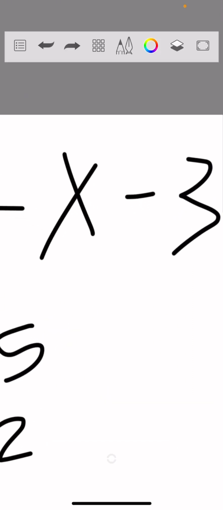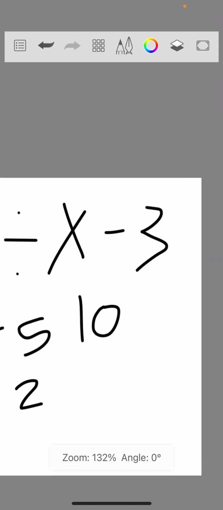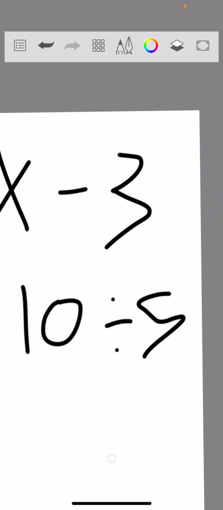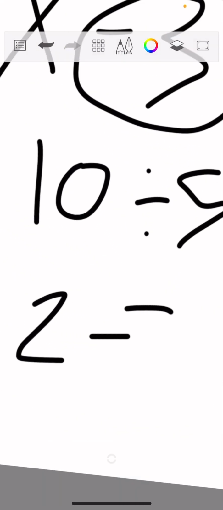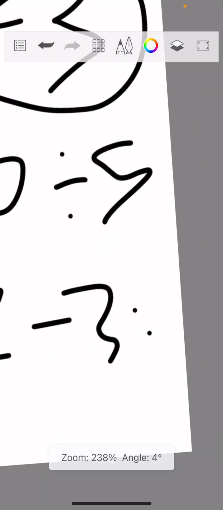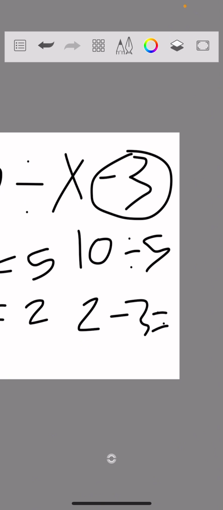So to start, you replace the x with the number 5. What's 10 divided by 5? 10 divided by 5 is 2. And then after that, you do minus 3. And what are you left with? Well, you're going to be left with a negative.